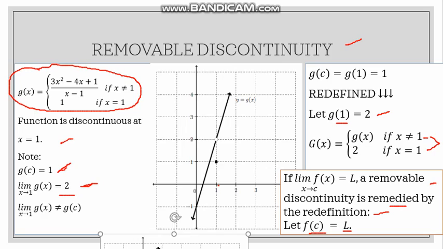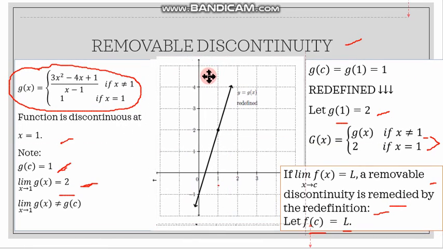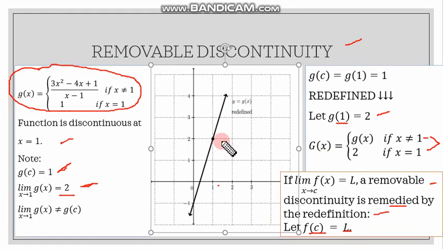So now the problem has been resolved. This is the new graph where at g of c, the new value is equal to 2.